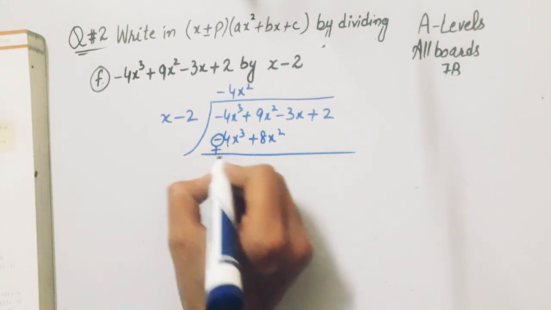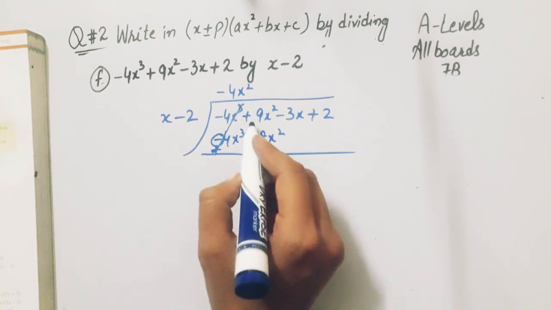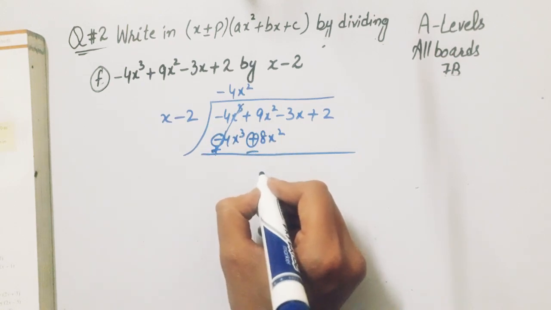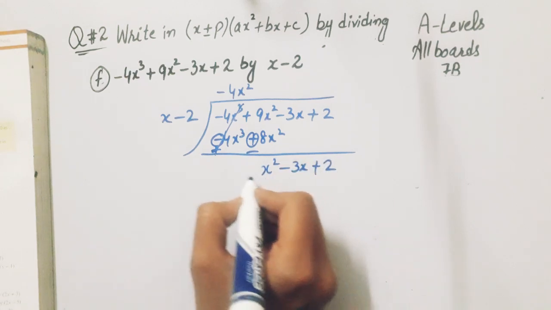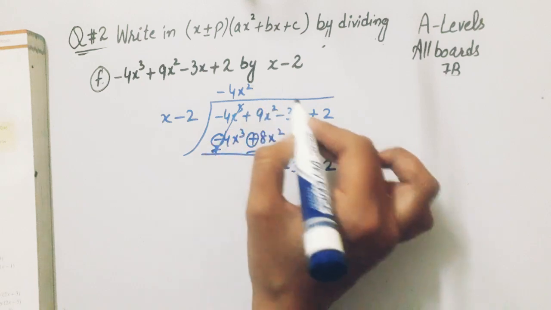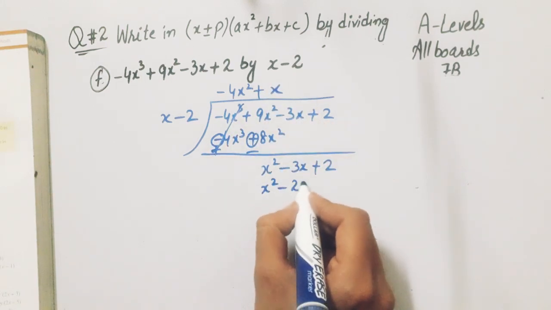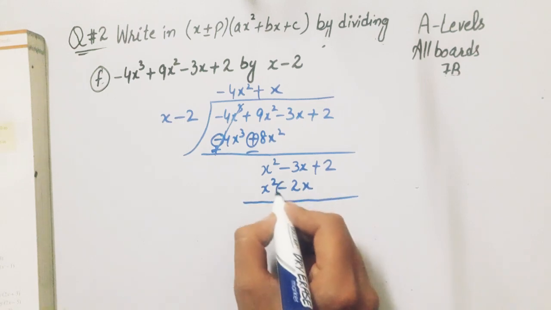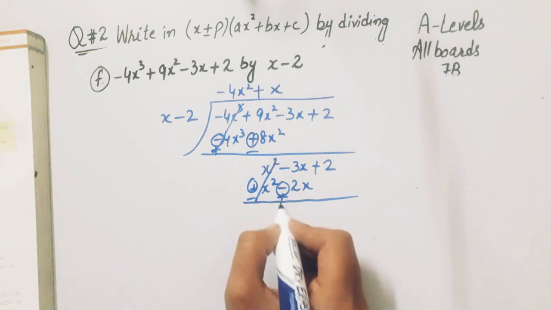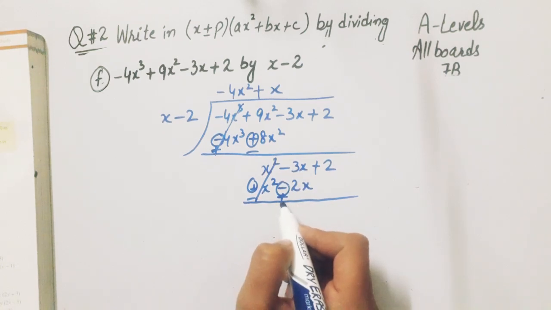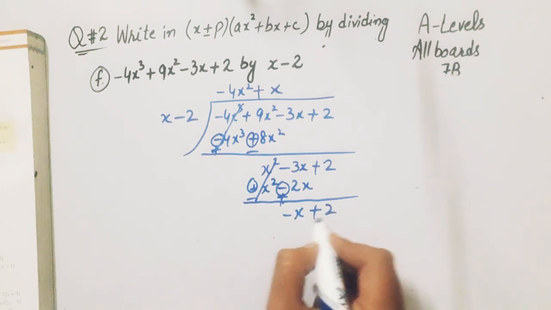Now change the old sign and give us the new sign. Minus 4x cube plus 4x cube are cancelled. 9x square minus 8x square is x square minus 3x plus 2. So to make x square, we will multiply x by x. It will become x square minus 2x. Now we will change the old sign. x square minus x square is cancelled. And now minus 3x plus 2x is equal to minus x plus 2.